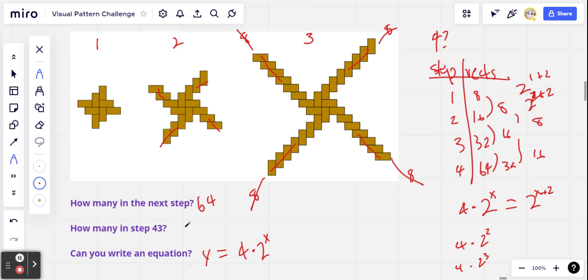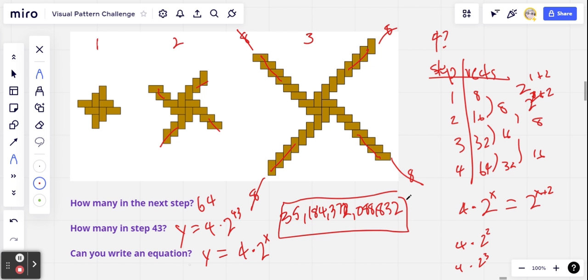Now, to calculate how many in step 43, we just need to punch in on our calculator 2 to the 43rd power and then multiply it by 4. You're definitely going to want a calculator for that. I got, let's see, 35 trillion, 184 billion, 372 million, 88,832. That's how many rectangles in step 43 if this pattern keeps growing in the same way.